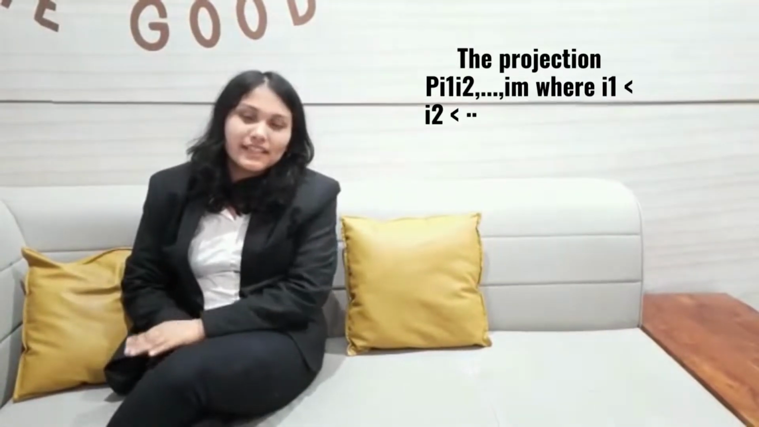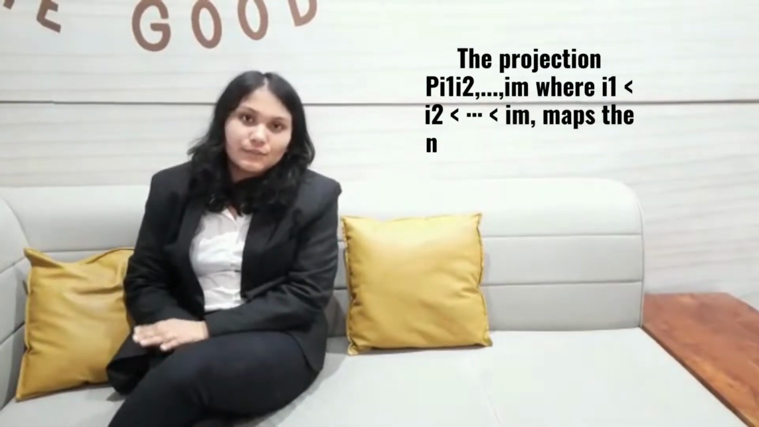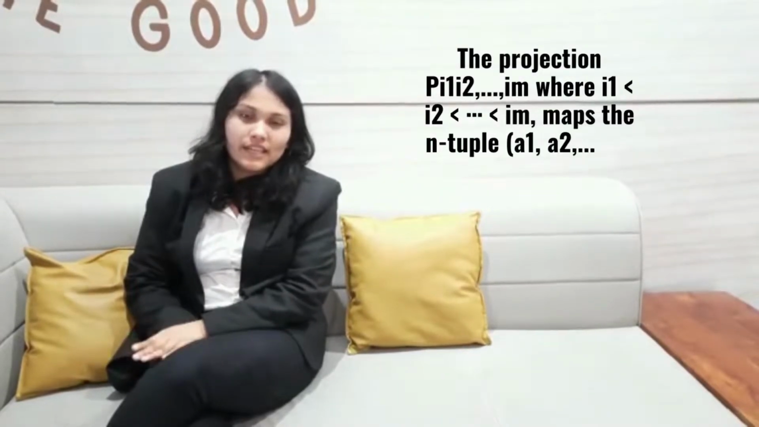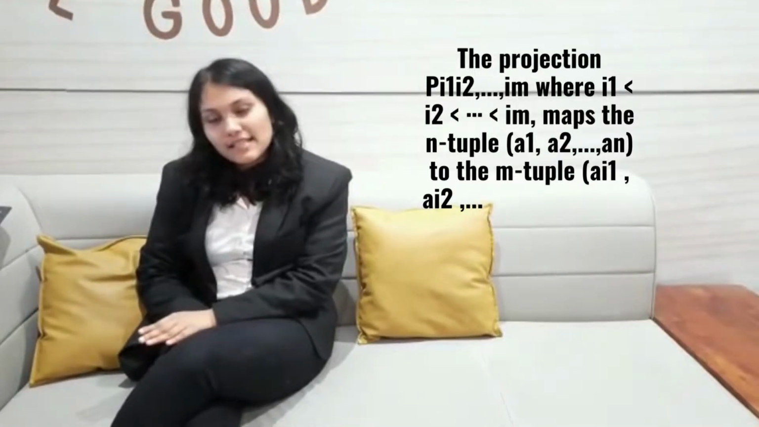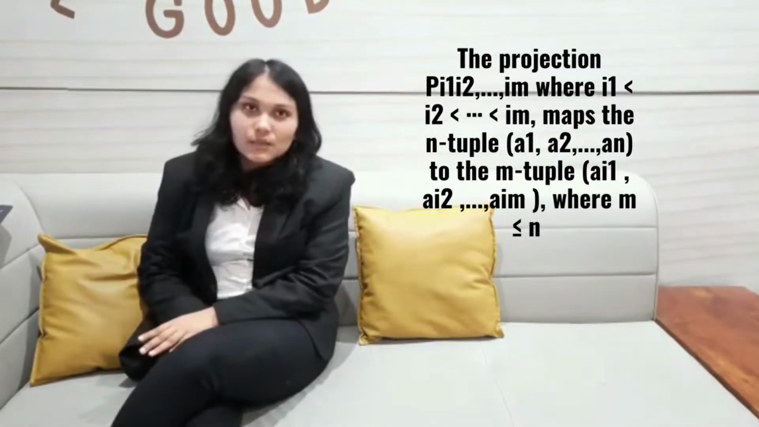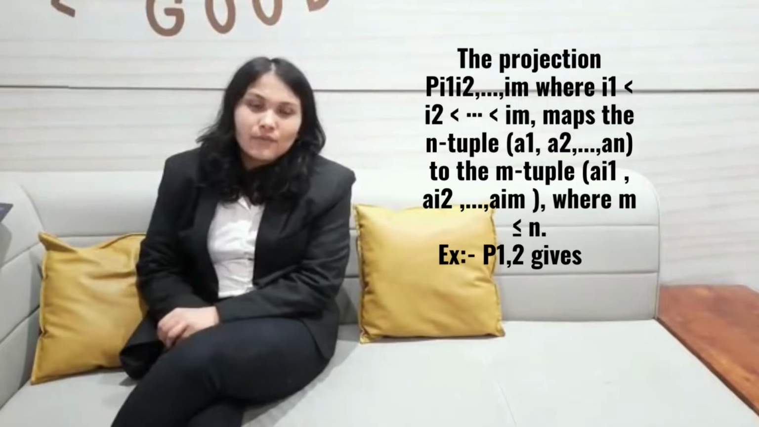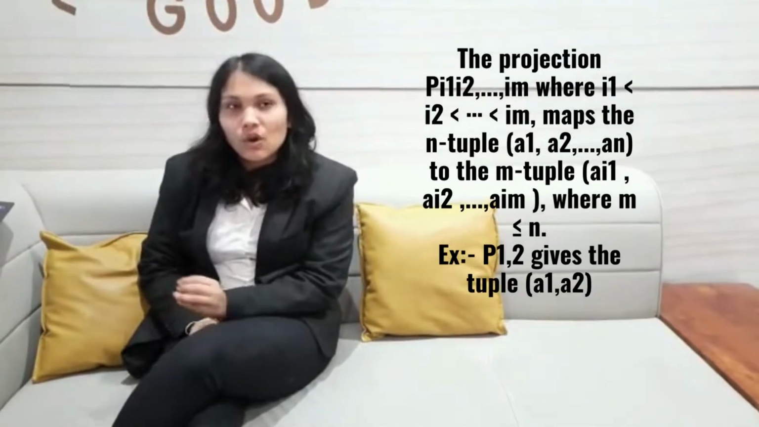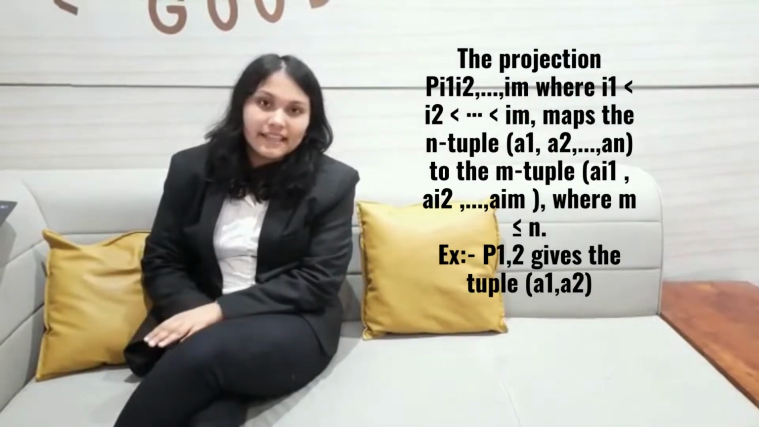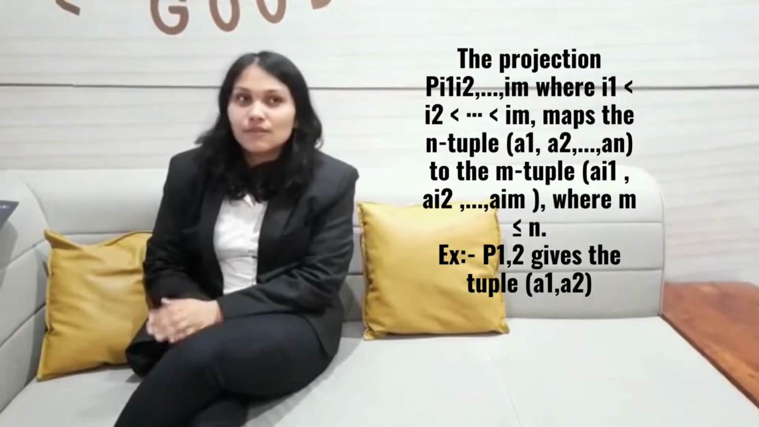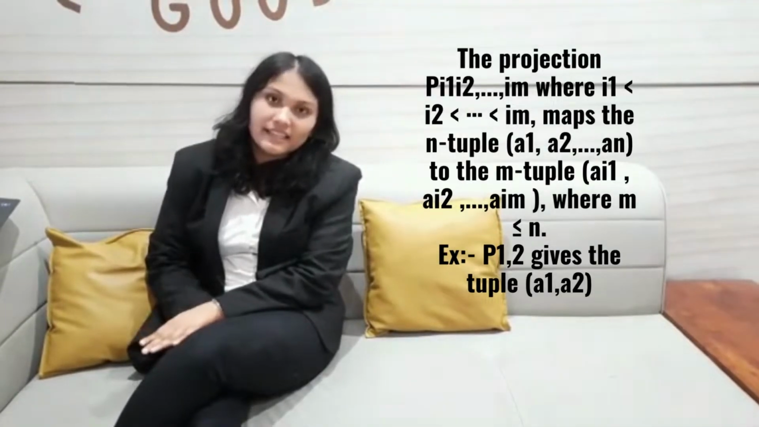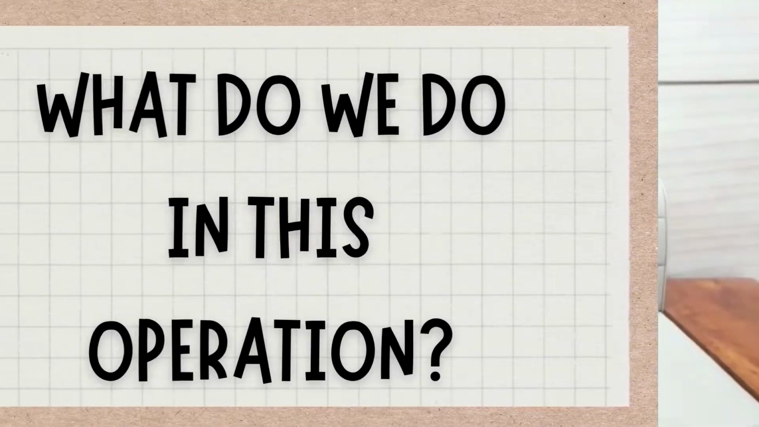Projection P i1, i2 till im, where i1 is less than i2 and so on till im, maps the n tuple a1, a2 till an to the m tuple a i1, a i2 till a im, where m is less than or equal to n. In other words, we keep the i1, i2 and so on till im elements and delete the rest. So if we take P1,2, we'll just keep the first and the second element and delete the rest of the elements of the tuple.